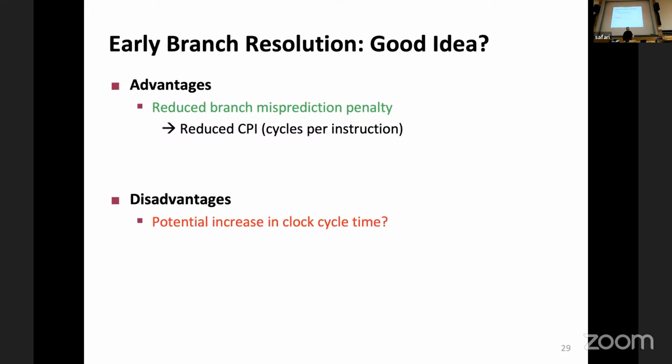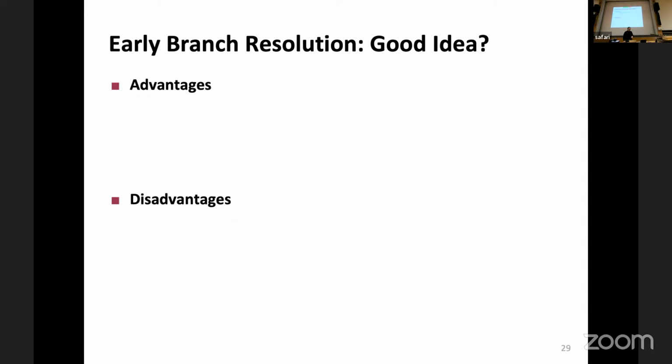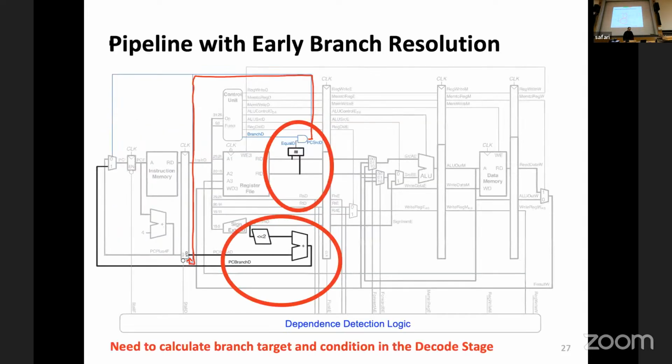But it has disadvantages for sure. Potentially it increases the clock cycle time. We will see that later. One reason is the forwarding paths that I just discussed, and also this logic here. You have this equality check, so you need to consider the delay of this equality check in your critical path delay. So in the end, you may increase the clock cycle.